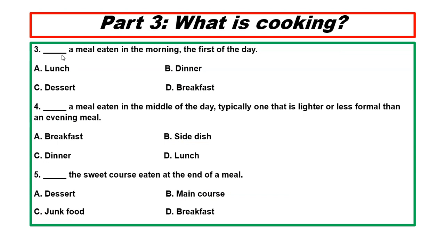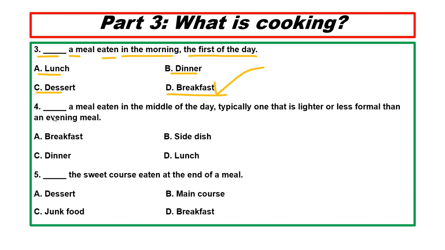Next, number 3, blank, a meal eaten in the morning, the first meal of the day. This is when you wake up in the morning, you go to the kitchen and your mom invites you to eat. How do you call that one? Letter A, lunch. Letter B, dinner. Letter C, dessert. Or letter D, breakfast. When you eat in the morning, the eggs, oatmeal, pancake, or bread with coffee, it's a breakfast. Letter D.